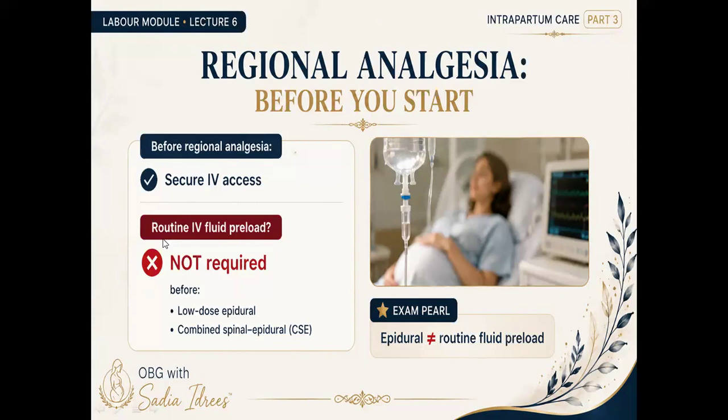So imagine the question. A healthy woman in labor requests an epidural. She is hemodynamically stable. Which intervention should routinely be performed before low dose epidural analgesia? If one option says give a routine large volume IV fluid preload, that should immediately make you suspicious. Epidural does not equal routine IV fluid preload. Keep that sentence in your head.